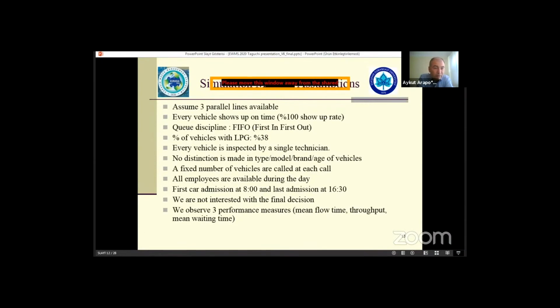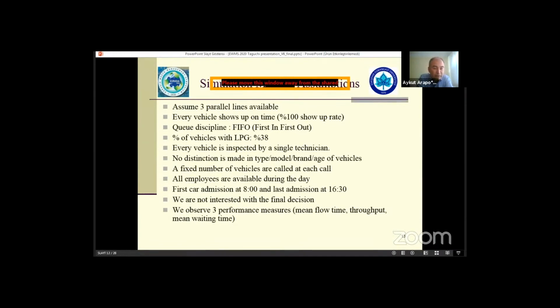We also consider the number of vehicles with LPG to be 38% because they require one more check for LPG leakage. Every vehicle is inspected by a single technician. These are the assumptions of the simulation models. We make no distinction between type, model, brand, or age of vehicles. We consider all vehicles the same, but there are some variations related to the inspection times.